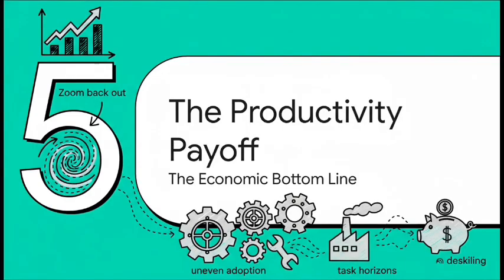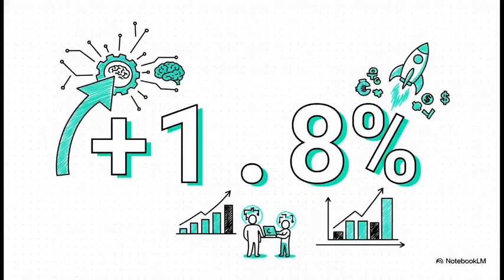Okay, let's zoom back out again. We've got de-skilling, we've got these task horizons, we've got uneven adoption. With all that complexity, what's the real bottom-line impact on the economy? Well, the first number you see is huge. Just based on those speed-ups we saw earlier, AI could boost annual labor productivity growth by 1.8%. Now, to put that in perspective for you, that would be like going back to the economic boom years of the late 90s. It's a massive number.